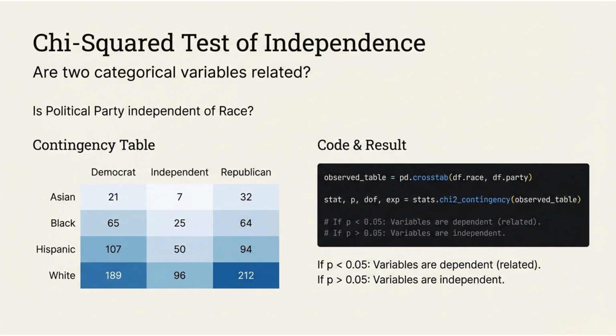Chi-square test of independence is used to examine whether two categorical variables are related. The research question here is: is political party affiliation independent of race? To answer this, we first create a contingency table. Each cell in the table shows the number of individuals belonging to a particular combination of race and political party. Next, we use Python's chi2_contingency function. This function calculates 4 values: the chi-square statistic, the p-value, degrees of freedom and expected counts.